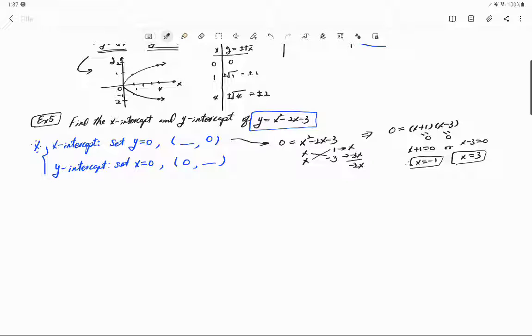So there are two x-intercepts. One is when x equals negative 1, y is 0. And when x equals 3, y is 0. These two are the x-intercepts.